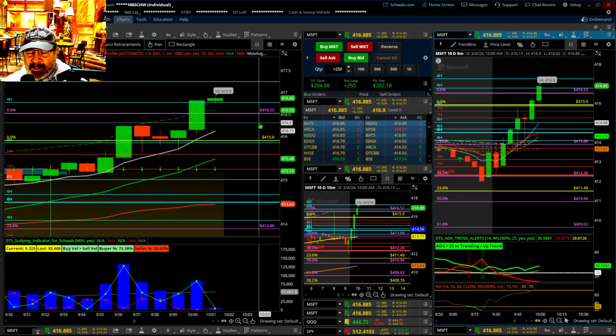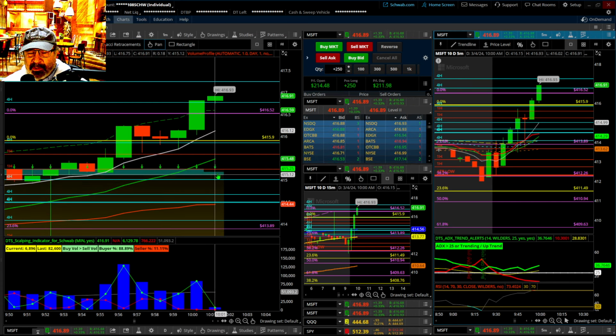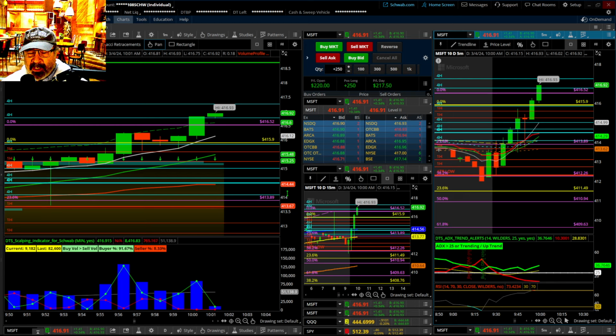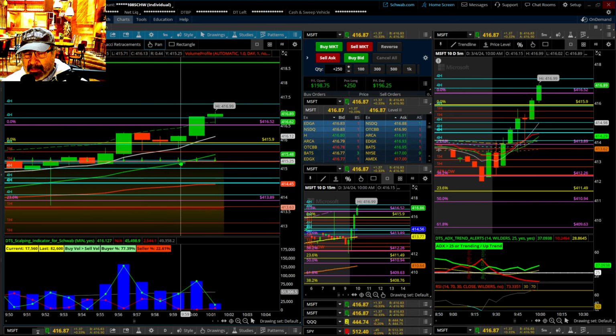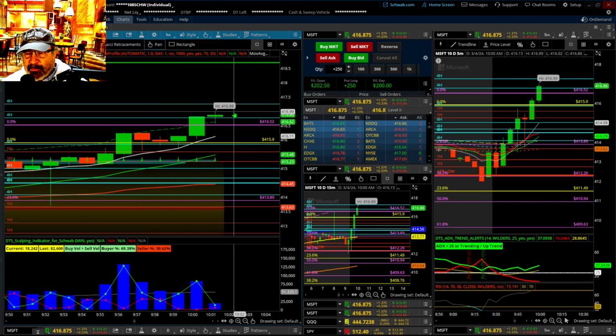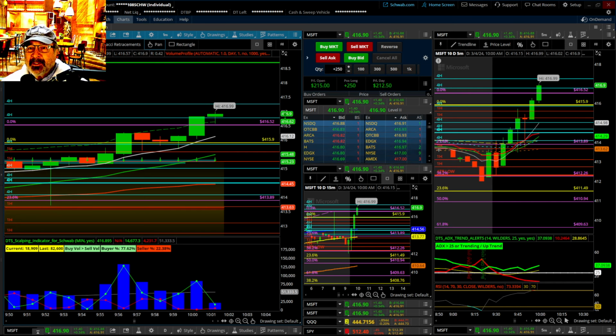Now it looked like the point of control just popped up, which it did there for a second. It's going back and forth. So the more volume that it's recorded is now popping up, showing us like, hey, there's support to continue to move up. Wow.